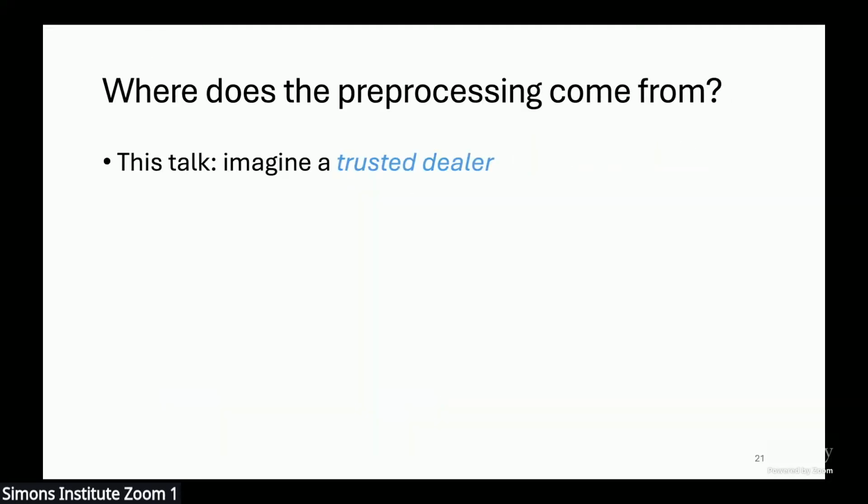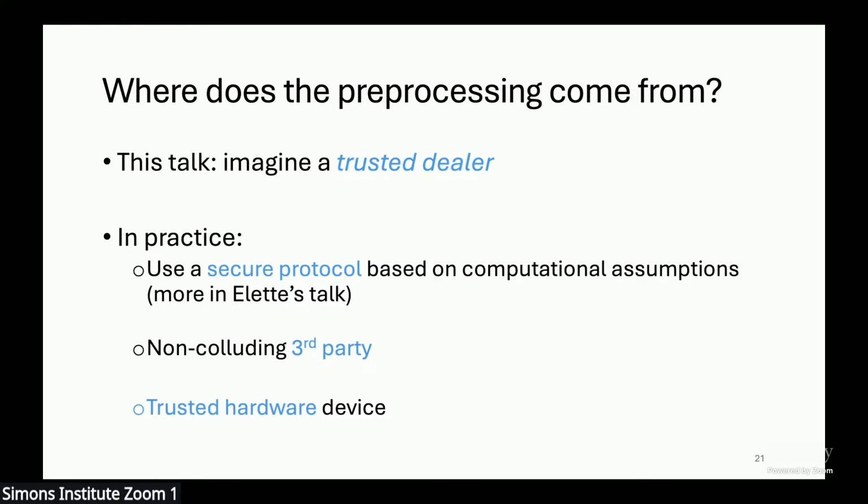So in this talk, I'm not going to say anything about where this preprocessing comes from. Alette should say a bit about that in her next talk. You can imagine it coming from a trusted dealer, which could be potentially a non-colluding third party who's part of the protocol. It could be some trusted hardware device, or maybe it's generated using an interactive protocol using cryptographic and computational assumptions.